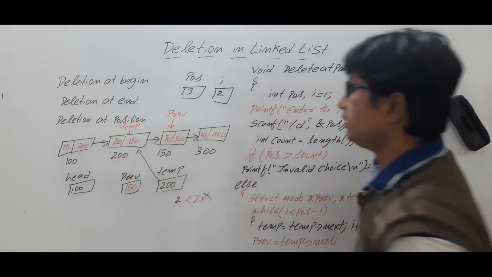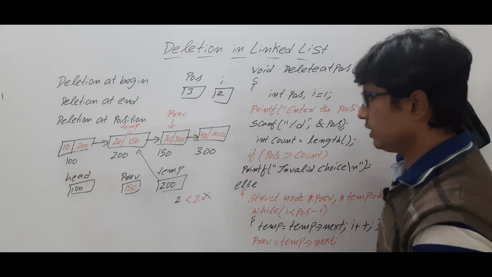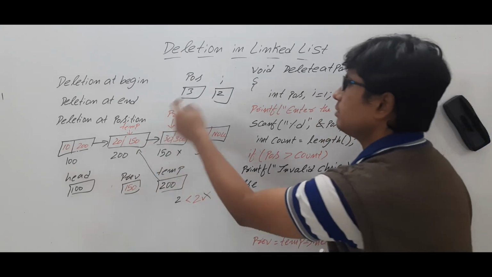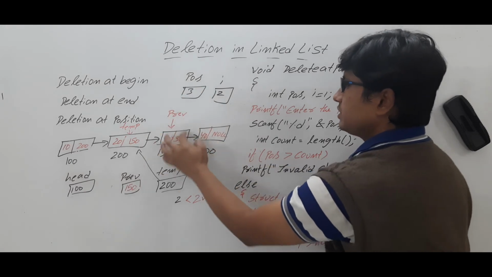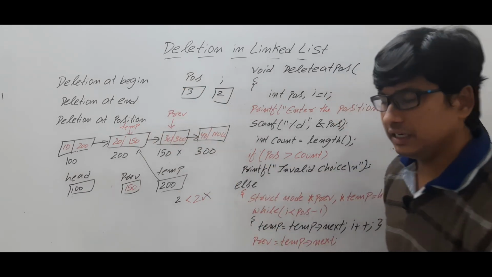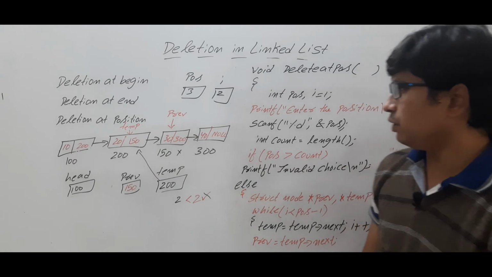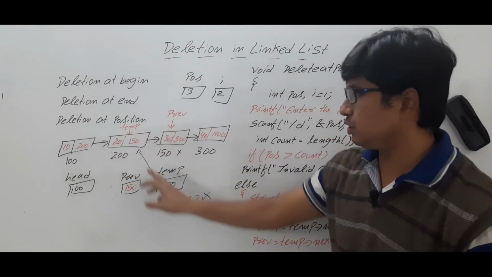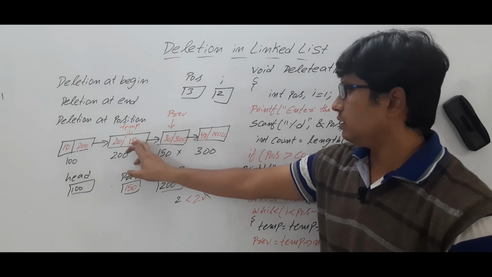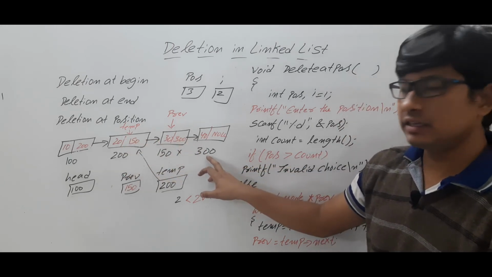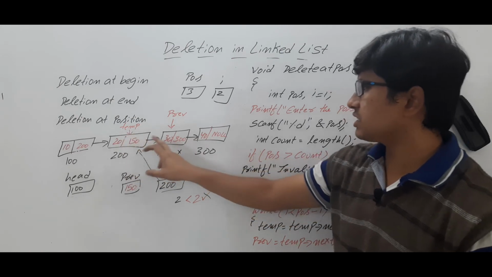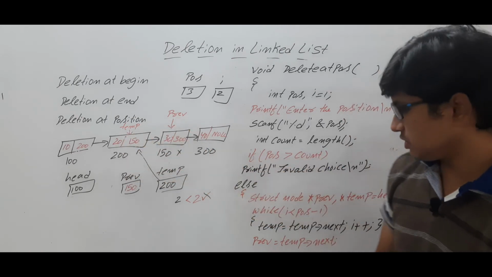Is it clear? Now you want to delete this node. That is, delete at a particular position. The node which is at position 3, you have to delete it. So what is step 1 you have to do? You have to write here temp of next is equal to what address should be there? 300 should come here. How will you get 300? Temp of next is equal to previous of next, you can write.